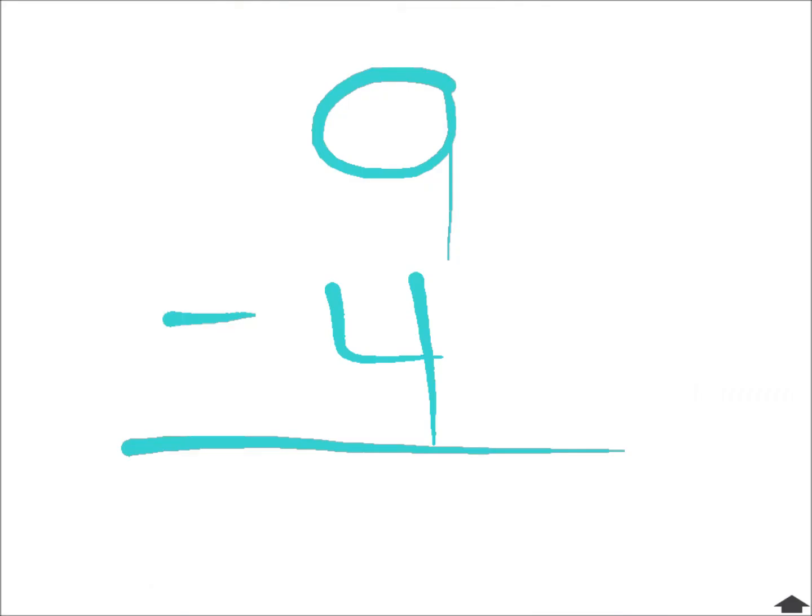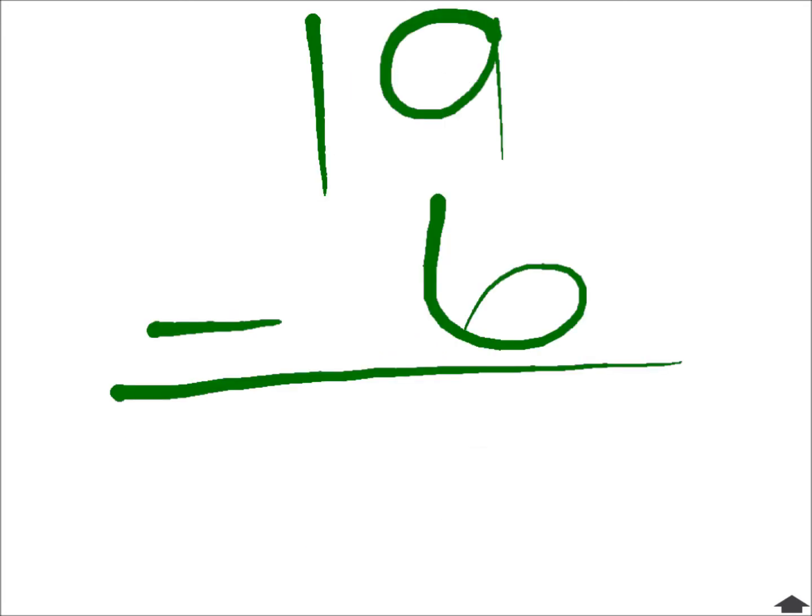Now we will move on to subtraction. In a subtraction problem, you write the big number over top of the little number. So for example, 9 take away 4, you would take the 4 from the 9, which would equal 5. For the next question, 19 minus 6, you would take the 6 from the 9, which would equal 3, and then bring down the 1 for a total of 13.